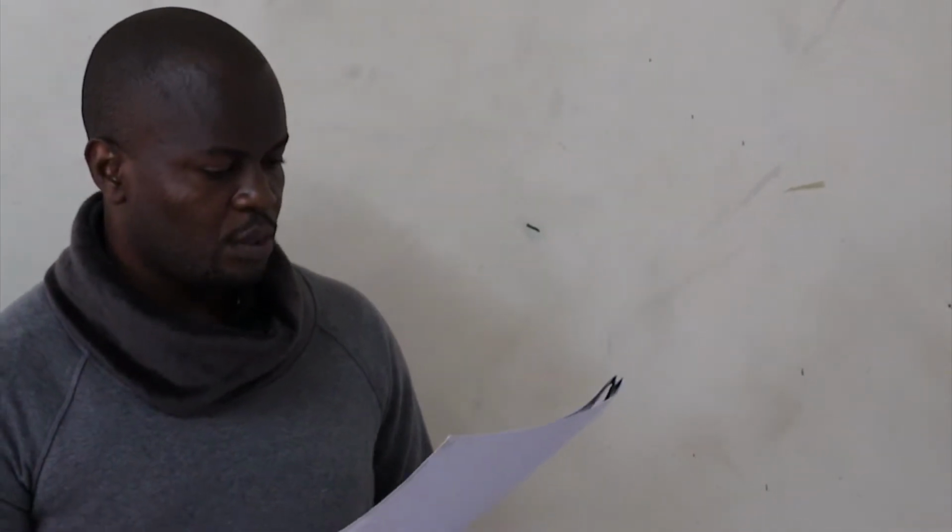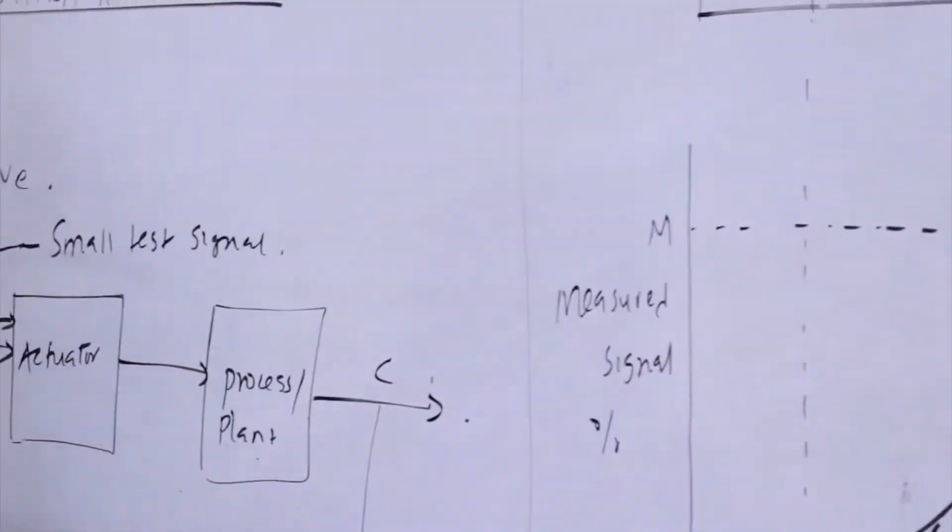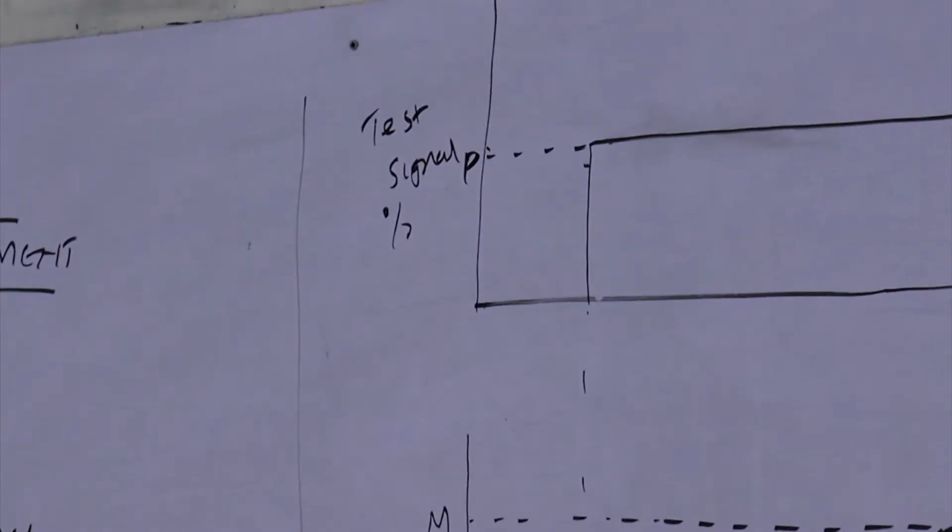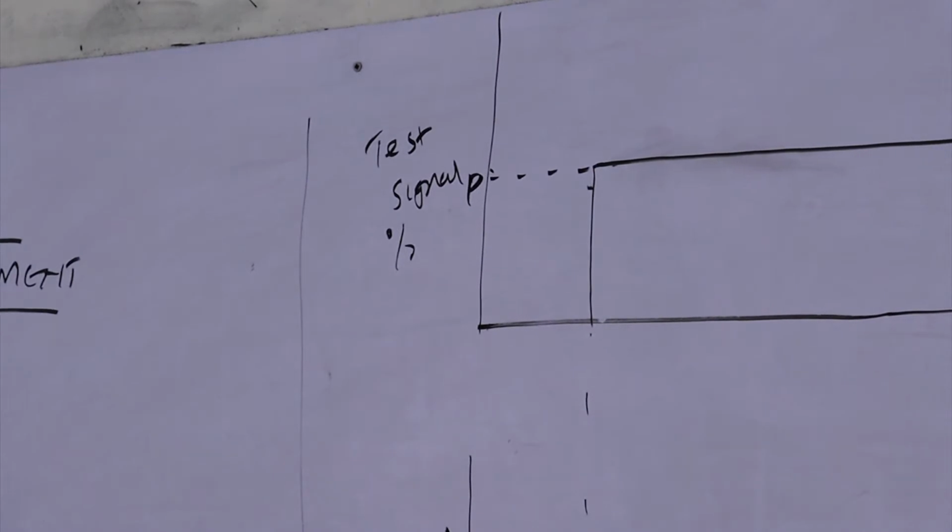The test signal should be as small as possible, and the figures that we've just shown can be used in order to get these values. The test signal is what we refer to as P from the graph, and the measured variable is expressed as a percentage of the full range.